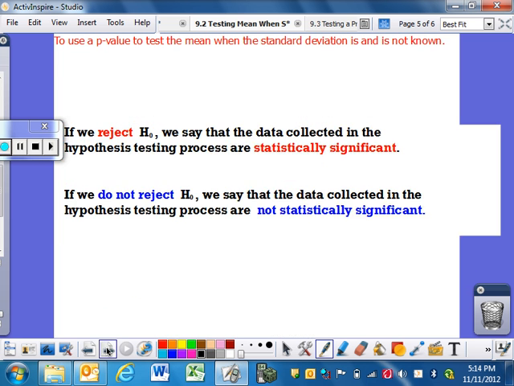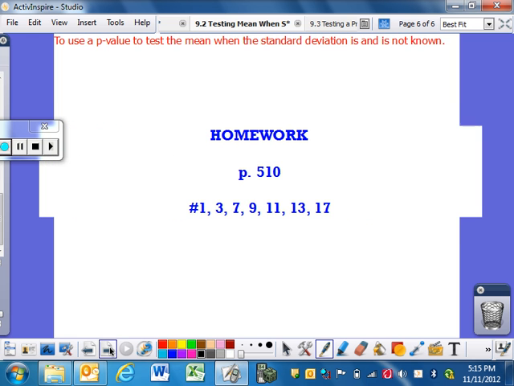And that's just 2 more examples of it. So once again, just to reiterate, if you reject the null hypothesis, we say the data collected in the hypothesis is significant. It is statistically significant, and then we can say our alternate. If we do not reject, kind of like the very last problem, we say that it is not significant, or we do not have enough evidence to say that it is significant.